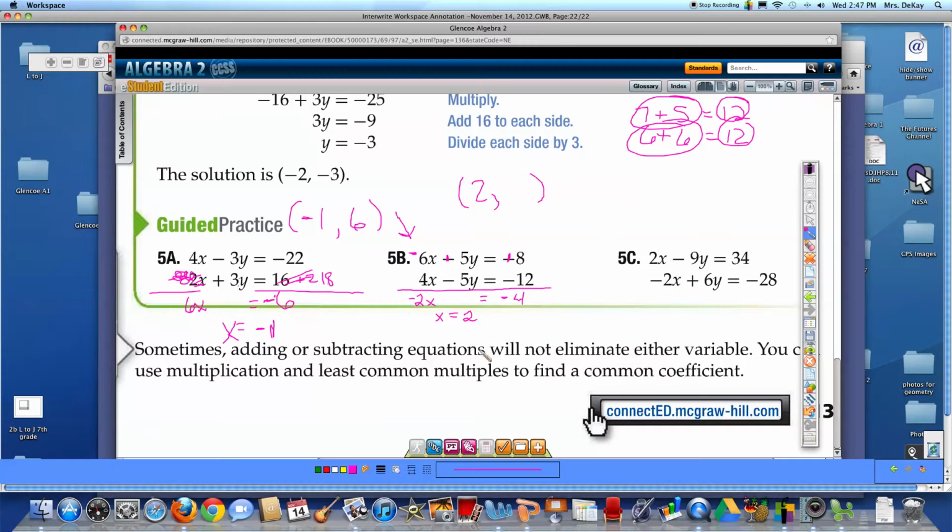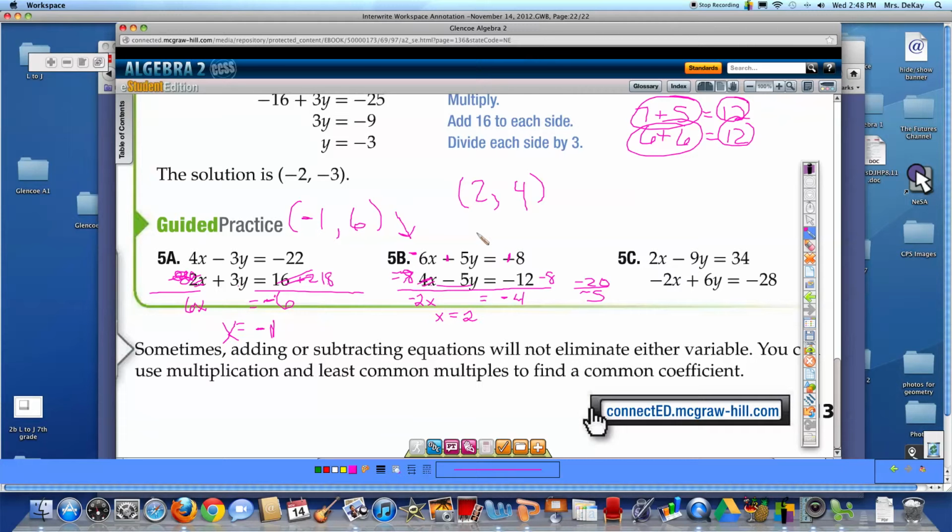X is 2. So you can put 2 in for x in the bottom one. So that makes this 8. So subtract 8. You get negative 20. Negative 20 divided by negative 5, so I get 4. What kind of a solution do I have? Consistent and independent.